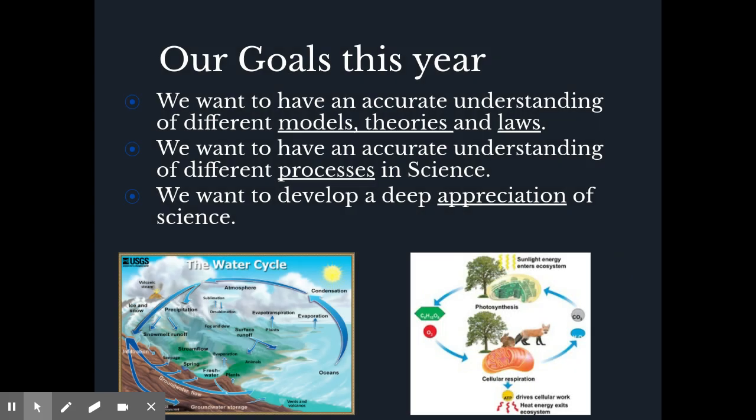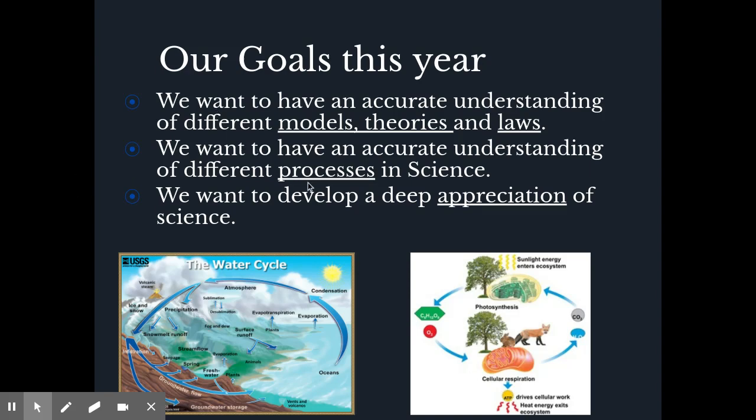So, lastly, I want to talk about our goals for science this year. First of all, we want to have an accurate understanding of different models, theories, and laws. Okay, we will go over the laws of gravity. We'll go through some of the laws of physics as well, the law of the pendulum. We'll also talk about laws of classification and living things as well. We want to be able to understand models, such as this picture of the water cycle here, and how those processes take place. We want to be able to explain this picture and what's happening here.